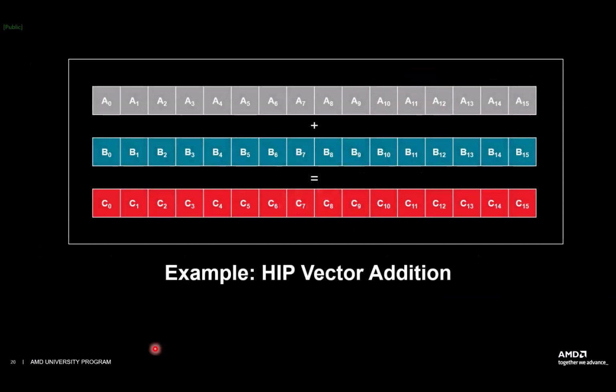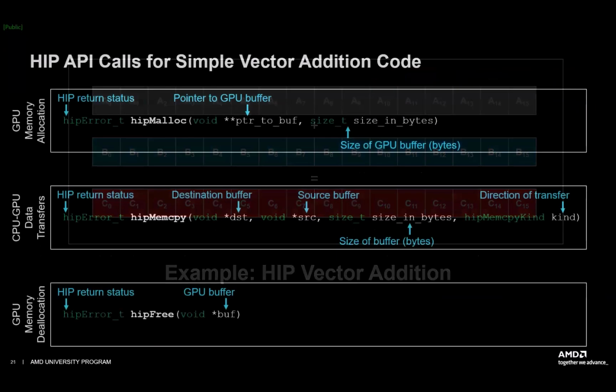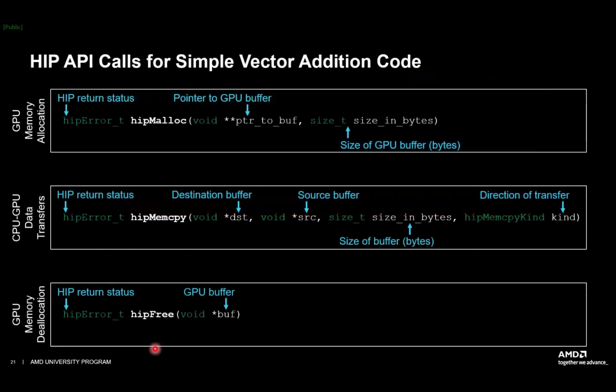Okay. So now let's see how this actually works, to make this more concrete, with a HIP program. So we'll use a basic vector addition program for this. This is the hello world of GPU programming here. And for this, we're going to need these 3 HIP API calls. So you can see that each of these HIP API calls has a HIP return status. And that's something that you can check the value of to know if you were successful, and if not, what the error might be.